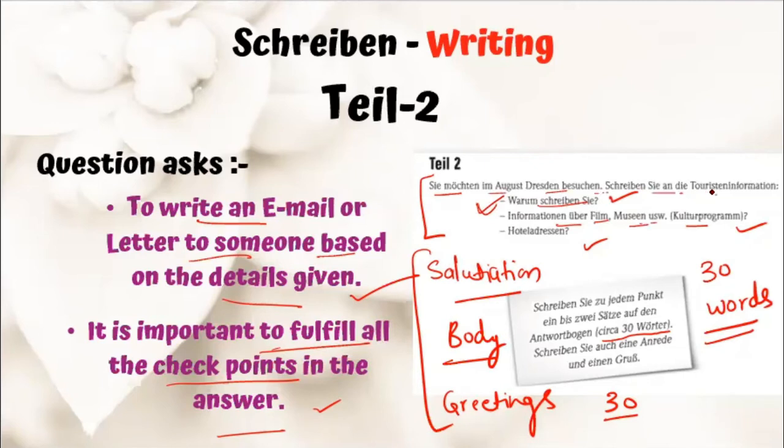Schreiben Sie an die Touristinformationen. So you like to visit Dresden in August, and you have to write to this tourist information. You have to say why you are writing this letter, and ask about information about the film, the culture program, the museum, etc. And what is the hotel address? So you'll ask these things, and you have to answer this question.